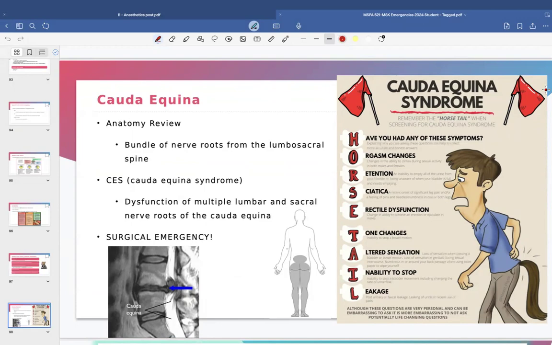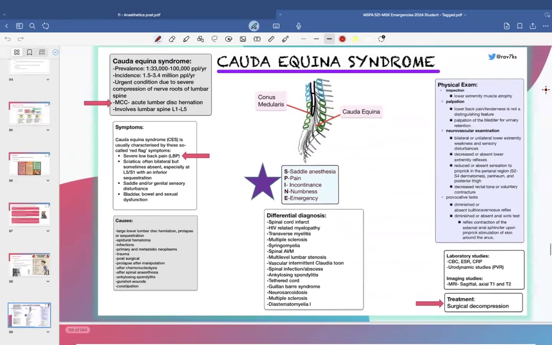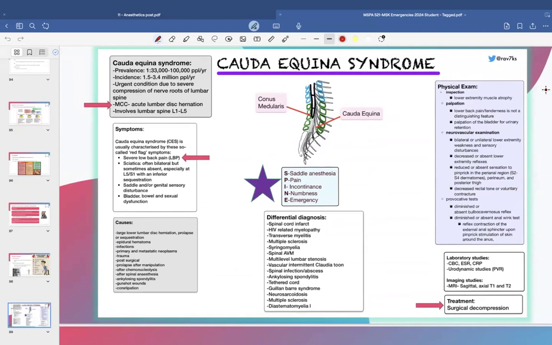Going over cord compression syndrome again. You just need an MRI stat. You don't need to get an X-ray, you don't need CT, just MRI. The sagittal and axial, those are just the views that you need to know. When you order an MRI, it comes with both sagittal and axial cuts. T1 and T2, that's how the images are weighted. But just know MRI and surgical decompression.